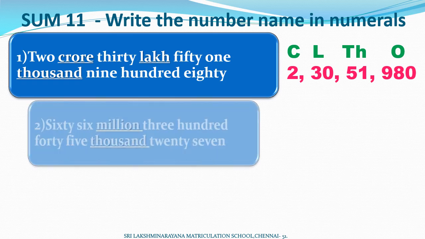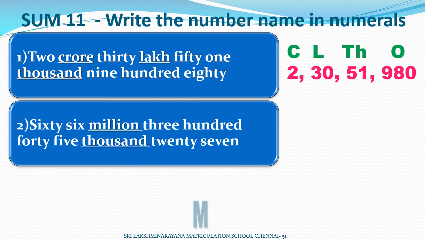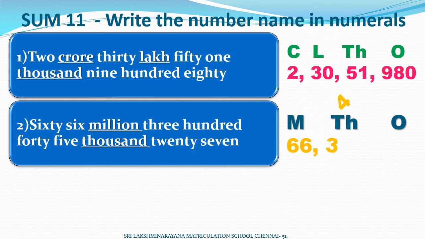The second sum, the periods are million, thousand, ones. How many million? 66 million. How many thousand? 345,000. How many ones? 27. So we have to write it as 027.